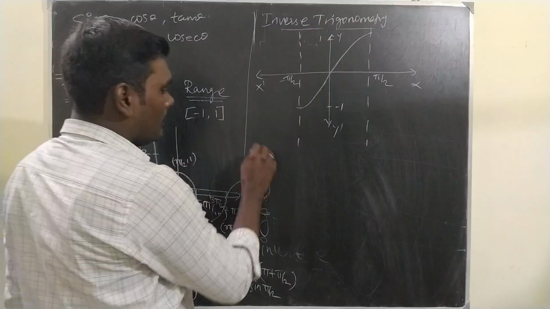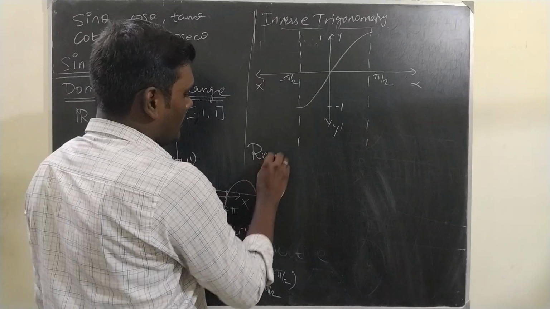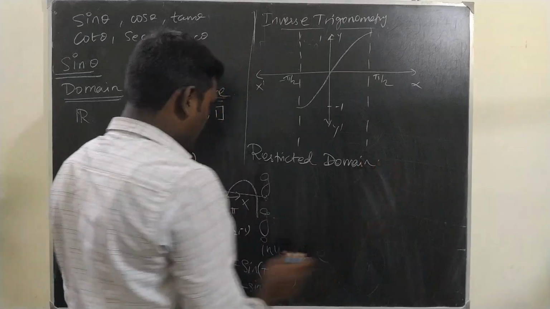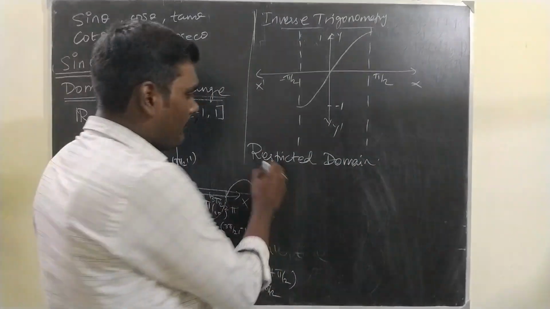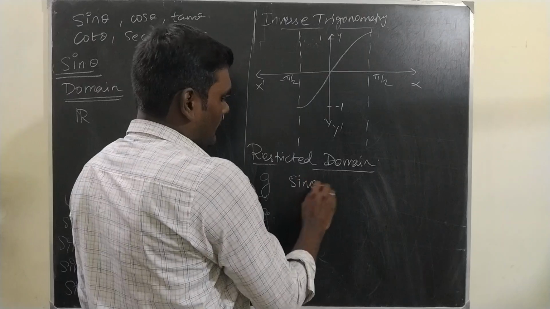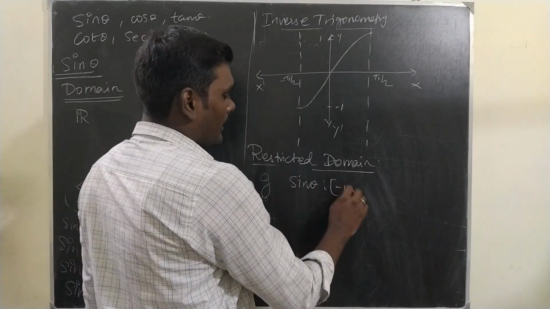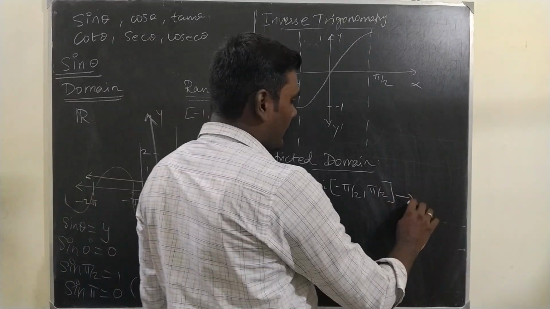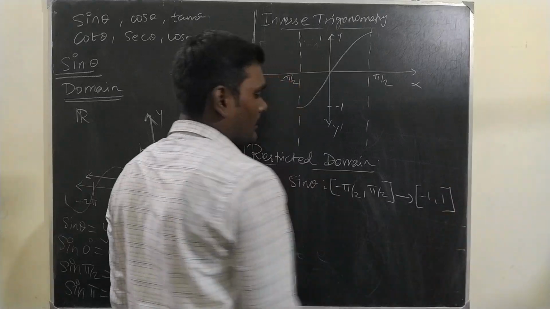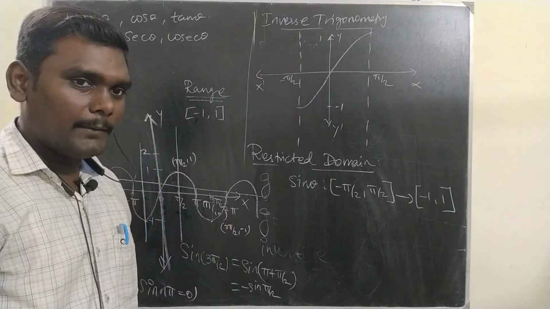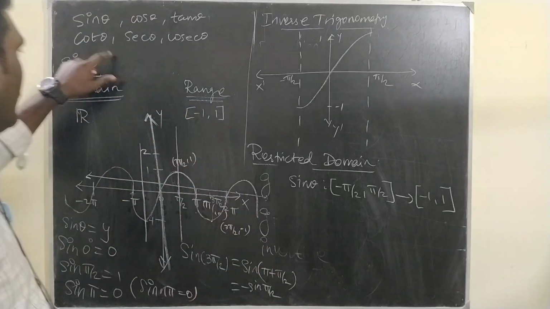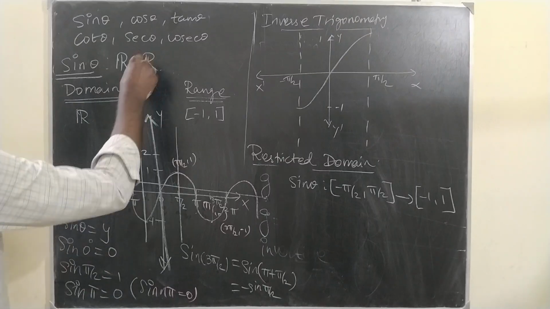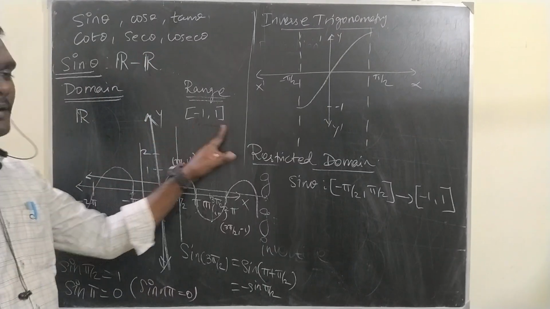Here is the restricted domain. Instead of taking all real numbers as the domain, I am defining the function sin theta from the restricted domain negative pi by 2 to pi by 2, both included, to negative 1 to 1. It is not real numbers. Get to know the difference. Before, this function sin theta was defined from real numbers to real numbers; domain is real numbers, range is this one.